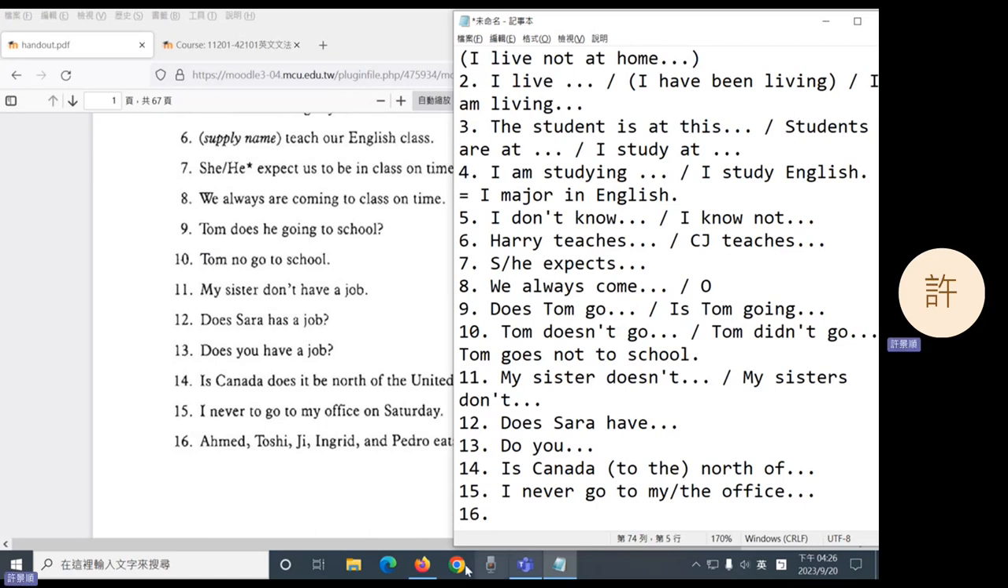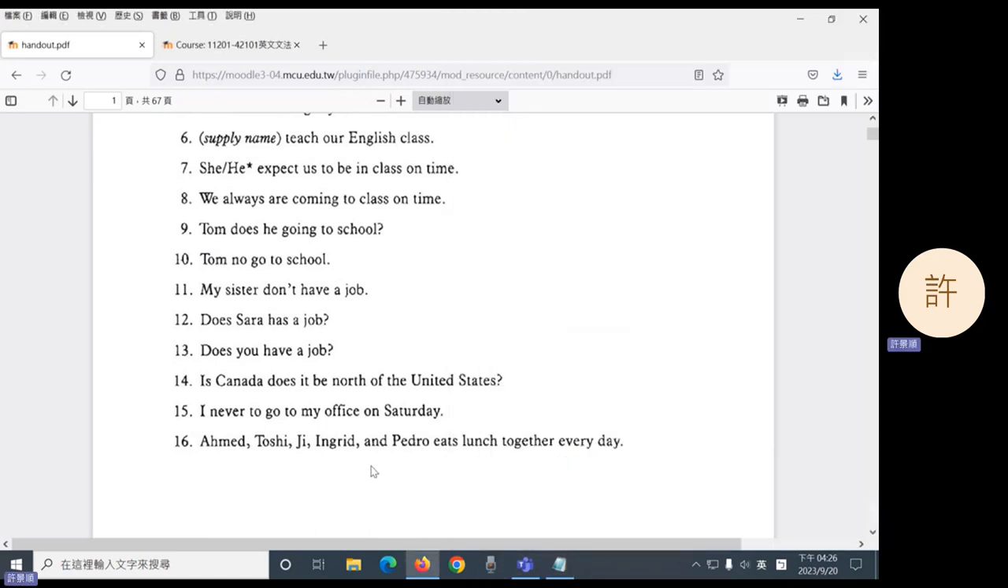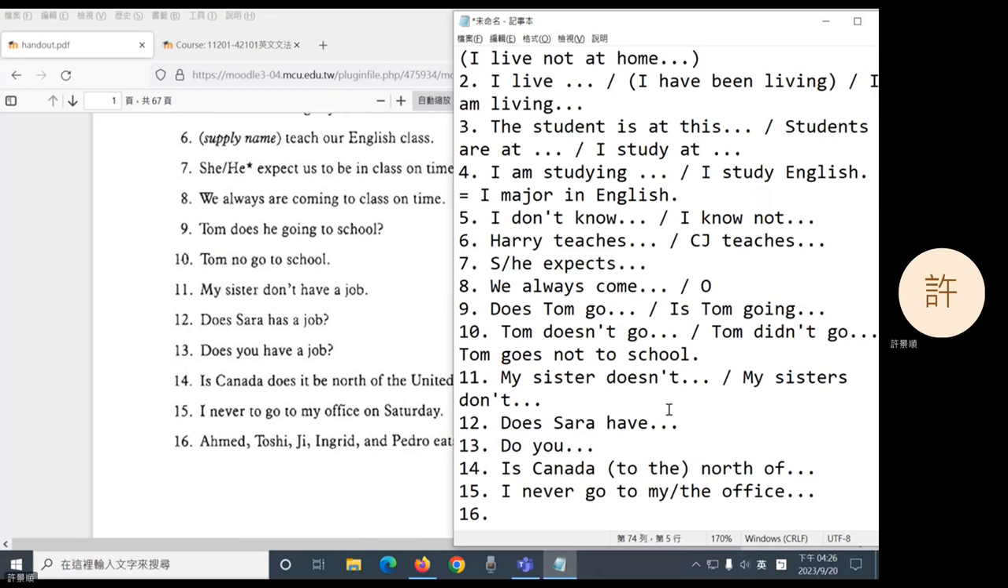16. Ahmed, Toshi, G, Ingrid, and Pedro eats lunch together every day. This should be eat, because this is more than one person. 它不是单数，现在简单现在是 right. 这不是单数, so this should be eat lunch together.